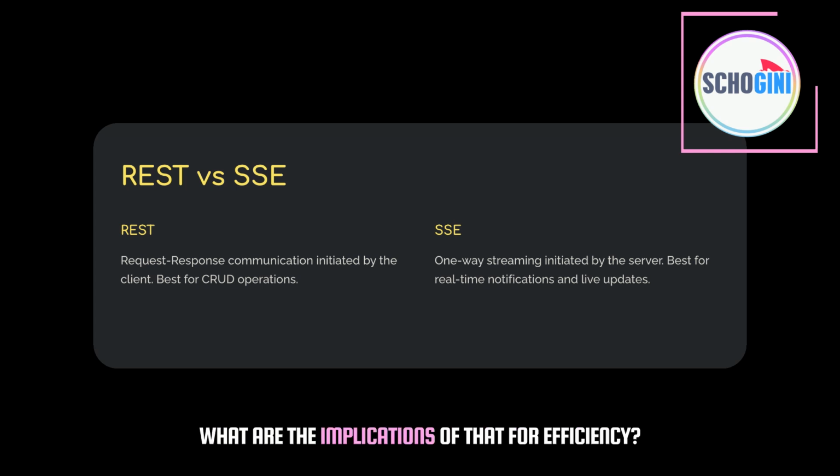What are the implications of that for efficiency? Well, REST relies on the client making those repeated requests to get the latest data, which can introduce delays, especially if the client needs frequent updates. Each request has its own overhead. SSE, with its persistent connection, allows for low latency updates because the server can push data whenever it's ready. However, it's worth noting that maintaining lots of open connections can also have an impact on the server's resources. I see, so there are trade-offs to consider.